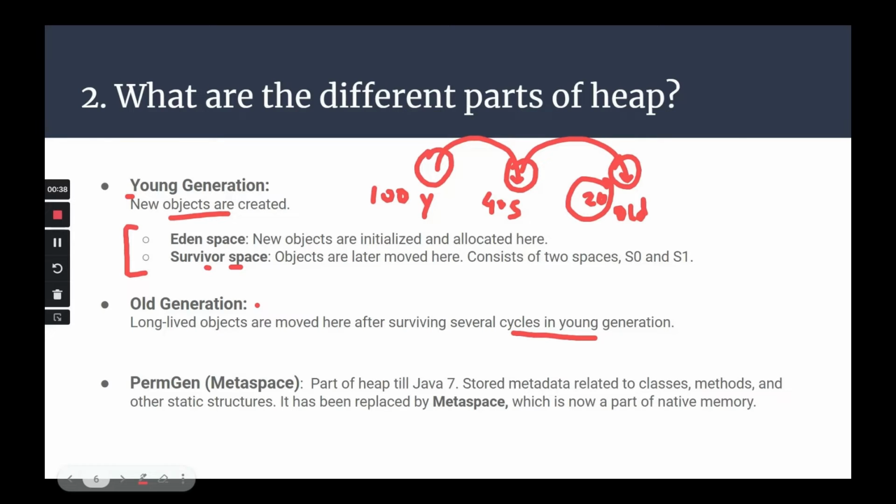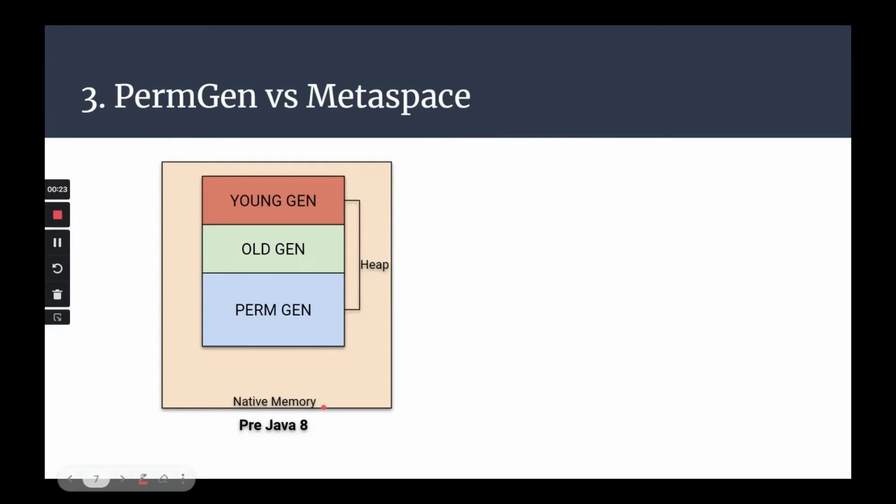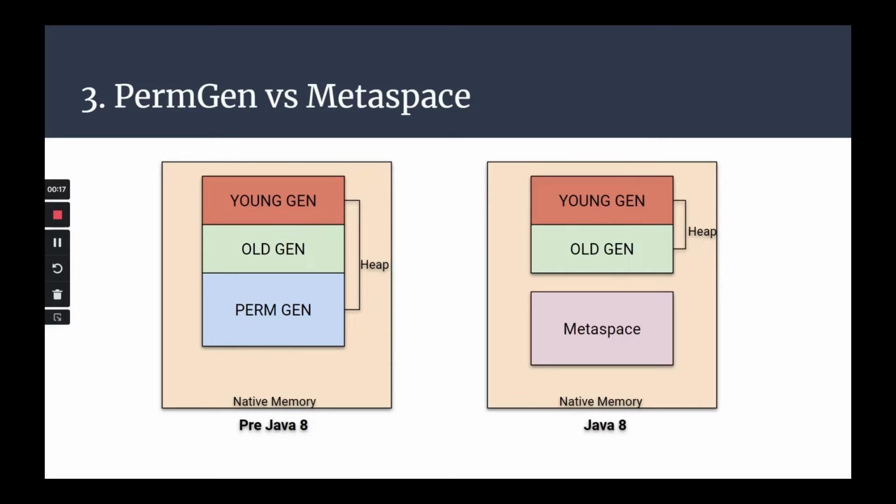And perm gen, or the permanent generation, like we said, was part of the heap until Java 8. Its significance is that it used to hold the metadata related to classes and methods. Now it is replaced by Metaspace. So as we can see over here, before Java 8, this was the scenario of how the heap used to be: young, old, perm. And finally, this is being separated. Now the heap consists of only young and old generation.